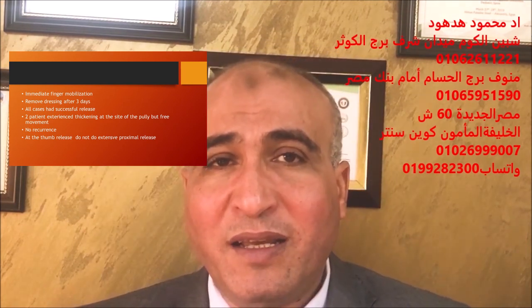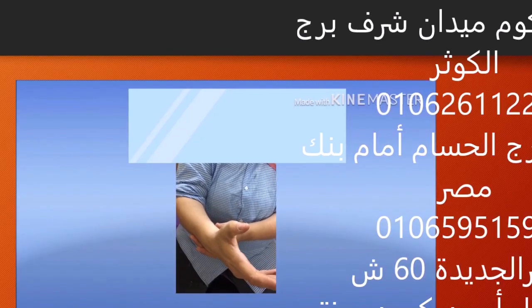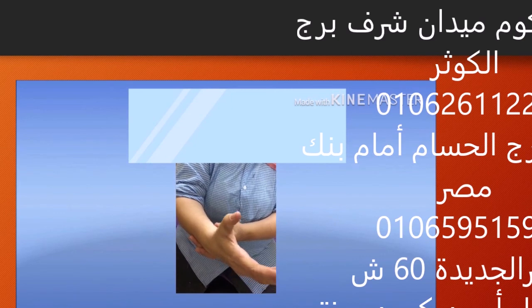Now we see how to palpate the finger, how to make the local injection, how to introduce our knife, and the skin condition after 3 days. This is our operation. Steps of the operation.